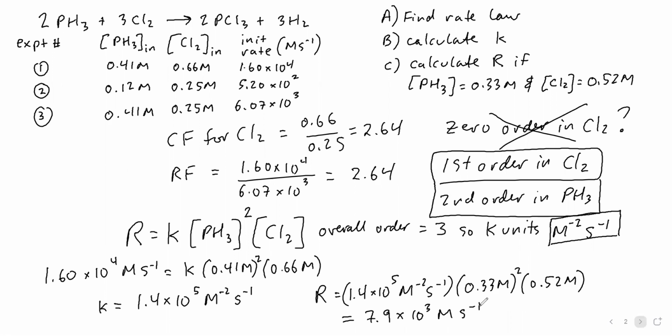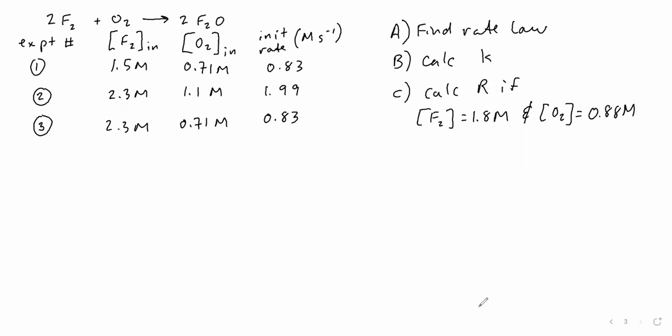All right, here's another problem. Once again, we've got 3 rows of concentration and rate data. We want to find the rate law, calculate K, and then we want to calculate the rate under these different conditions. So like we said in the first example, what we're looking for is the row that has the lowest concentrations, and then another row where only one concentration is changing. So I'm inspecting here, and it looks like row number 1 has the lowest concentrations of F2 and O2. And now I'm looking for another row where only one of those 2 values is changing, and it looks like in row 3, O2 is staying the same and F2 is changing. So I'm going to compare 1 with 3.